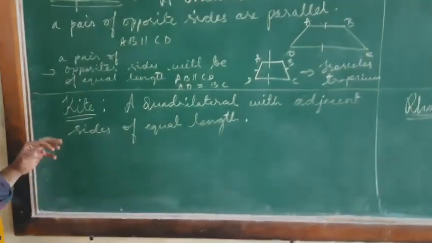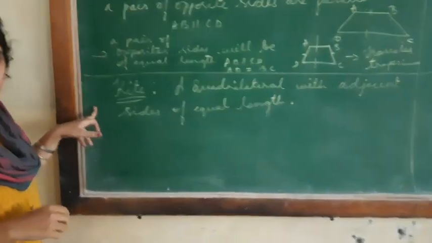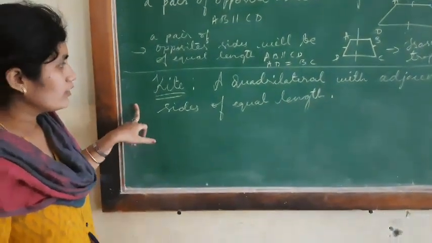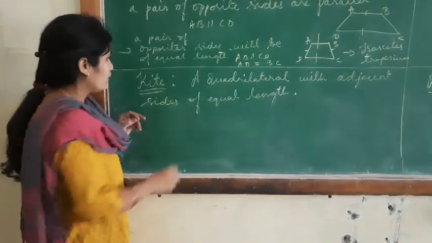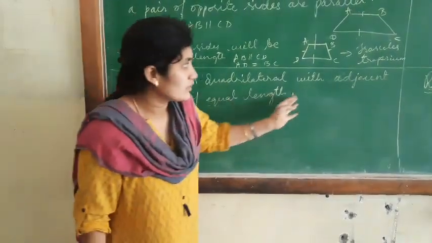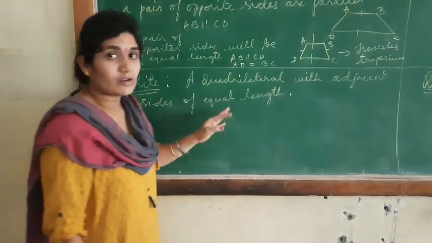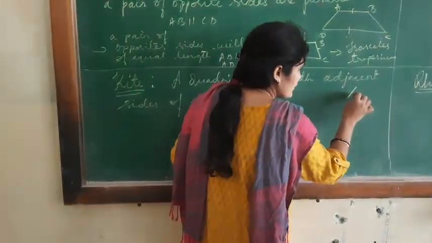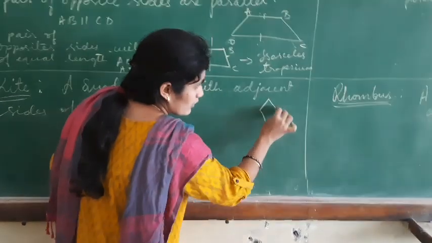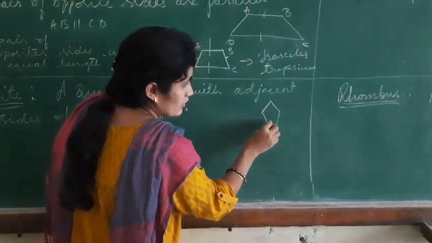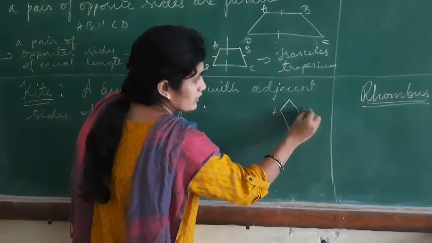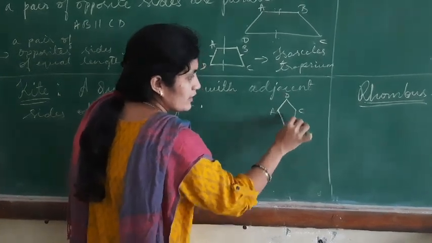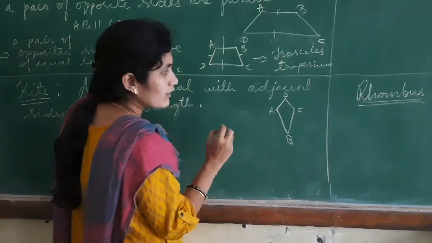Now let us move on to the next quadrilateral, that is a kite. We all know that we play a lot of games with kites in our daily life. A quadrilateral with adjacent sides of equal length. Adjacent sides in the sense which are neighbors of each other. A, B, C, D. AB and CD will be equal in length.